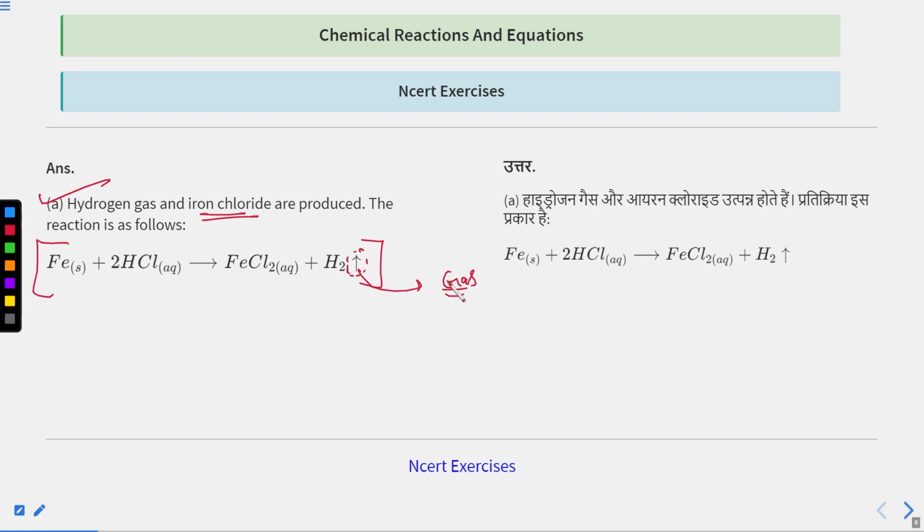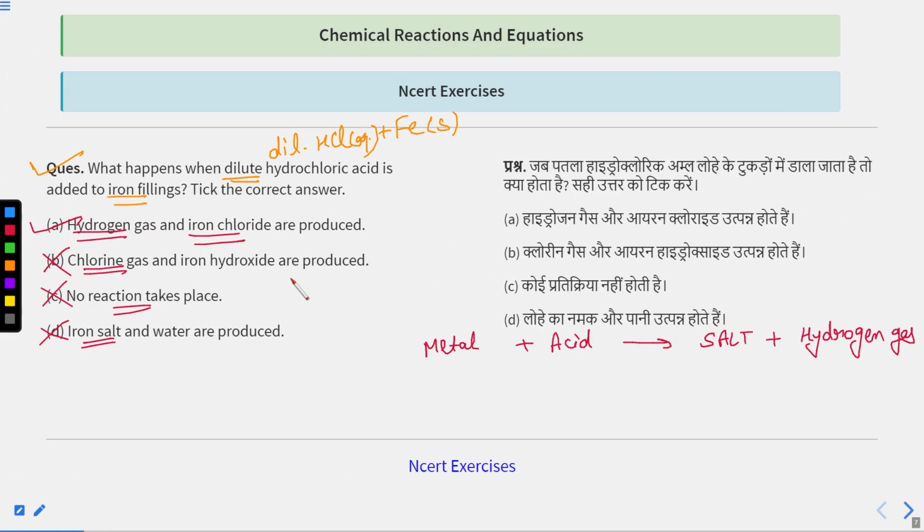So for gaseous products, you can write this upward arrow, and for solid products, if the products are in precipitate form, you can write this downward arrow. That means precipitate is formed here. Aqueous means this is present in water, in which the solvent is water. The solutions in which the solvent is water are known as aqueous solutions. So the correct answer of this particular question, as I told you already, is option A.